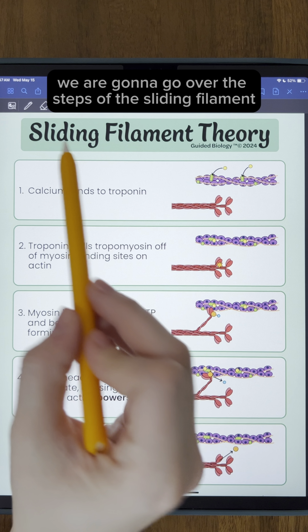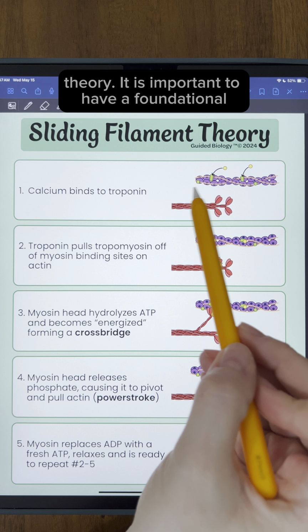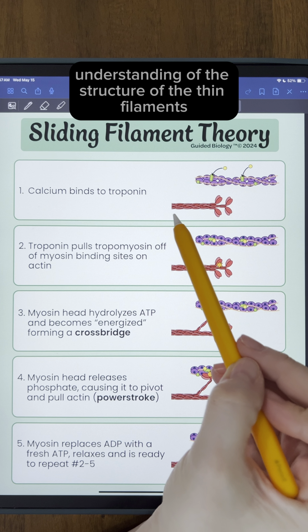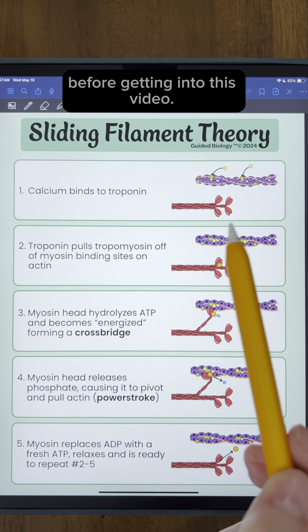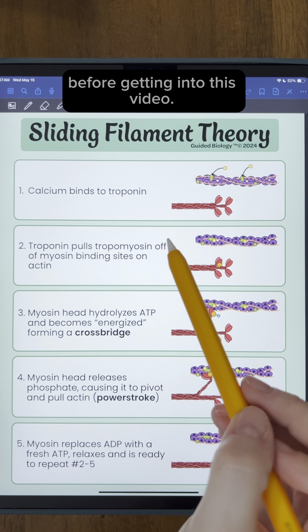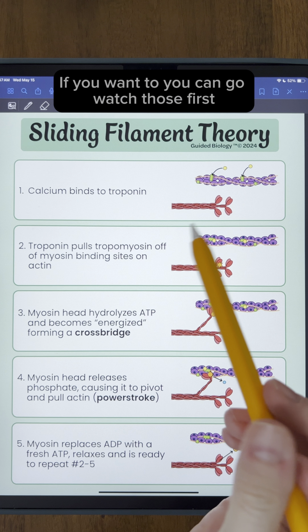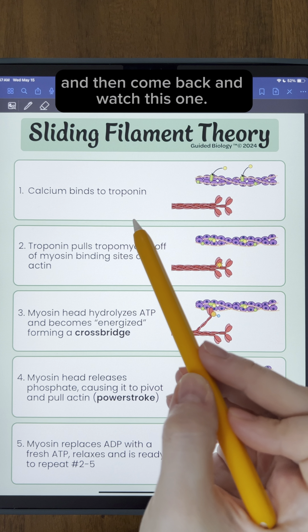In this video, we are going to go over the steps of the sliding filament theory. It is important to have a foundational understanding of the structure of the thin filaments and the thick filaments, as well as the structure of the sarcomere, before getting into this video. I do have other videos describing those different structures, so if you want to, you can go watch those first and then come back and watch this one.